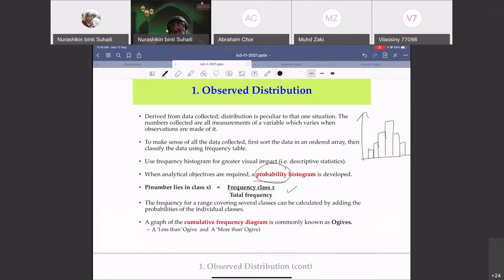The frequency for a range covering several classes can be calculated by adding the probabilities of the individual classes. Okay, I'll cover that after this.